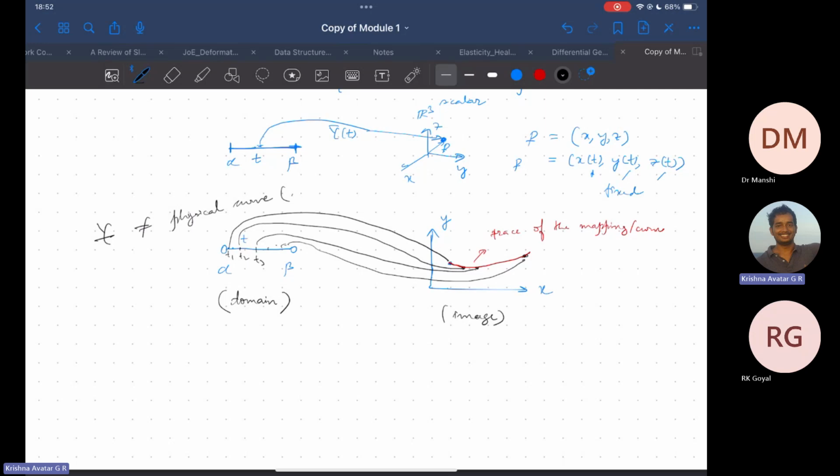What you call the physical curve is actually the trace, or sometimes you also hear the word graph. So it's the graph of the gamma vector. That is what you see here. Gamma vector is just some map which can be differentiated, which can be analyzed, right? For example, this cannot be differentiated. This is a physical object. You cannot differentiate it, but you can differentiate the mapping.